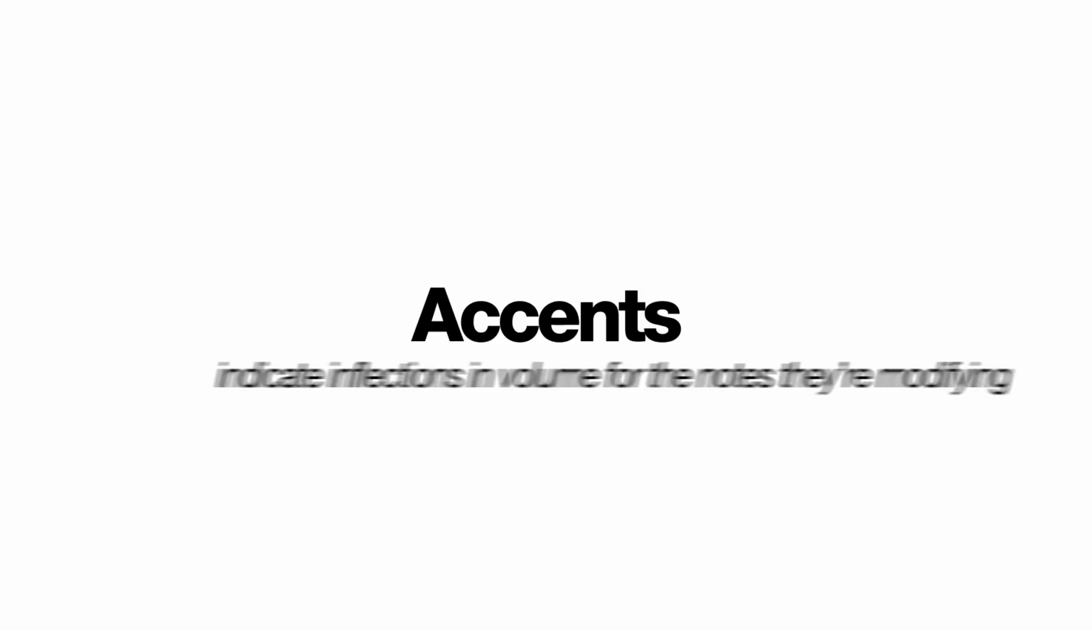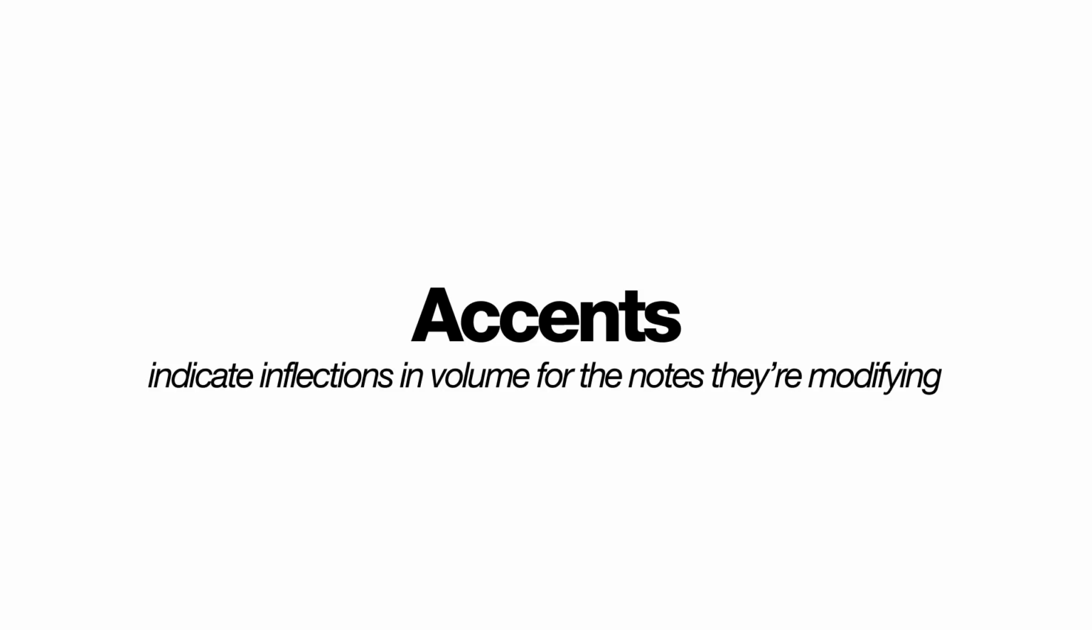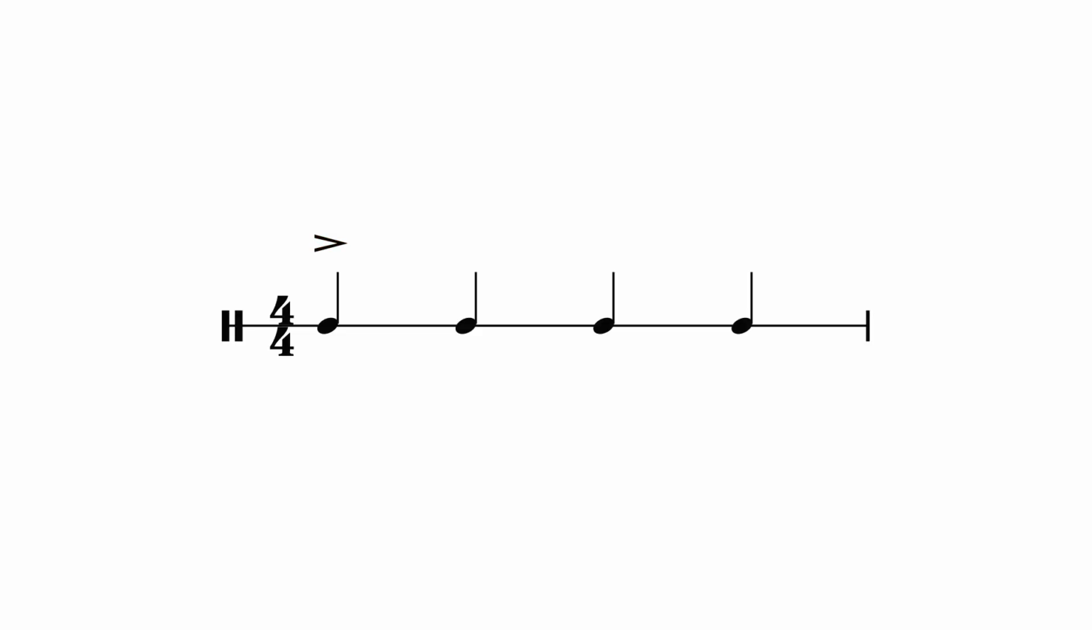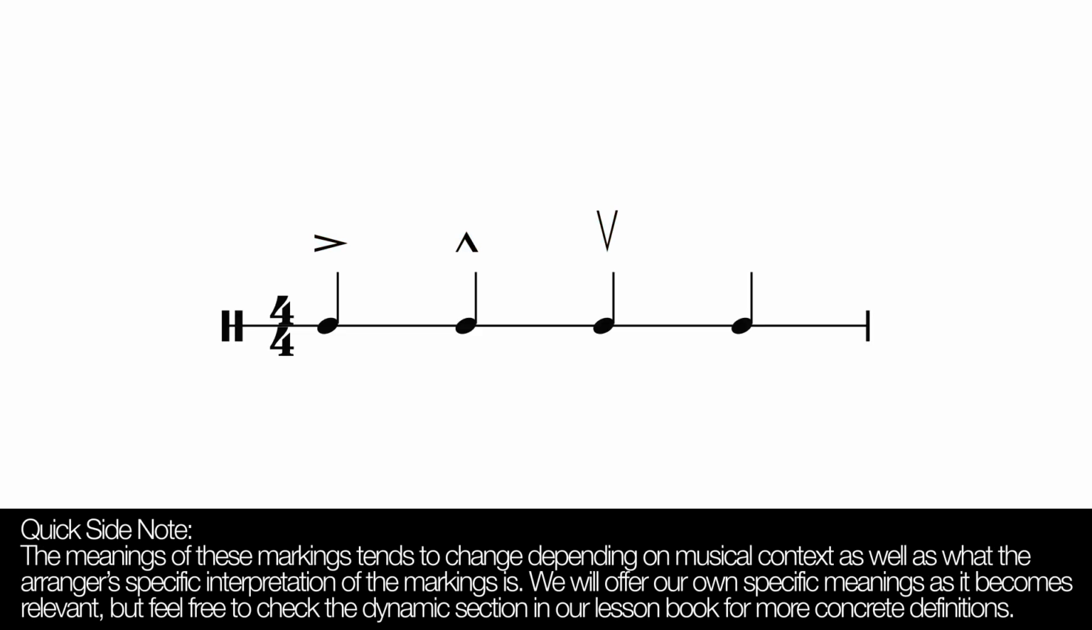Accents are the next set of common dynamic markings, and their main purpose in the context of percussion music is to indicate inflections in volume for the notes that they're modifying. Unlike the 2 sets of markings we discussed in the previous page, accents typically only modify one note at a time, as opposed to modifying extended phrases or groups of notes.